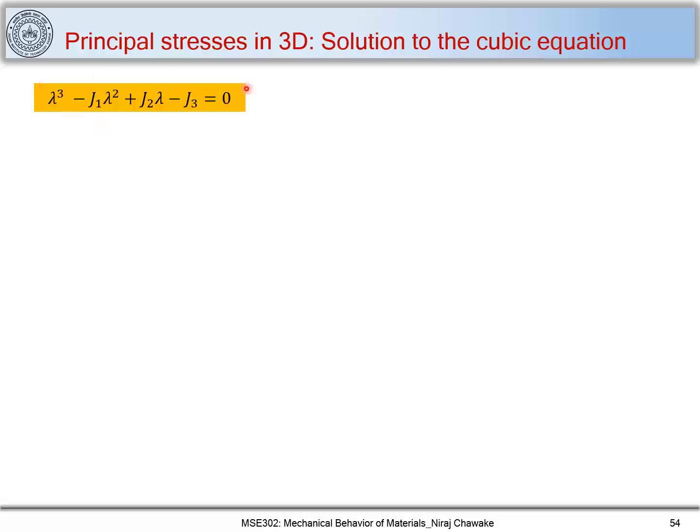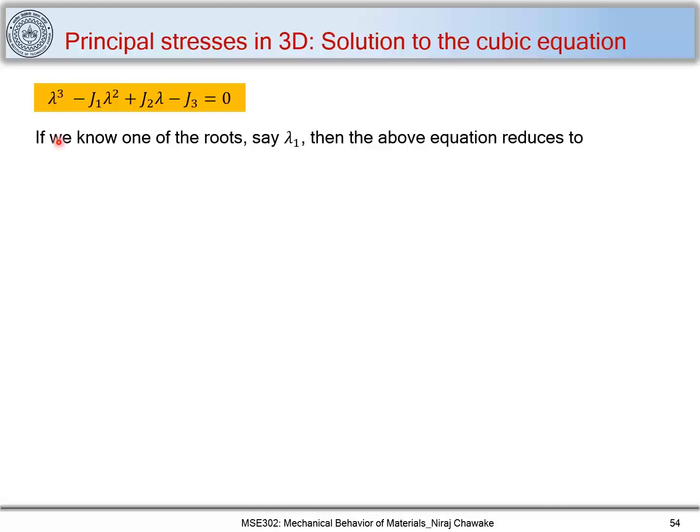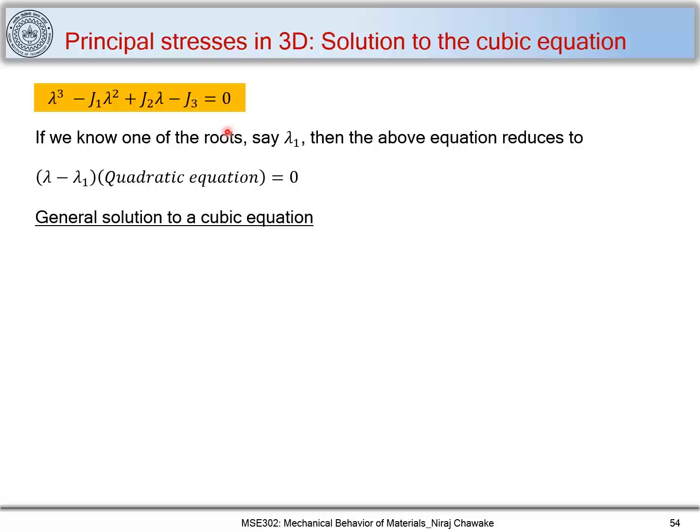Now this is sometimes very difficult to solve. So let's say if you know one of the roots, then you can write it in terms of a quadratic equation also. So let's say I know the root lambda 1, and I can write this equation in this fashion: lambda minus lambda 1 into a quadratic equation equal to 0. Now generally, when you want to solve cubic equations like this, we do a substitution. So what substitution do we do? We put lambda equal to t plus 1 by 3 J1.